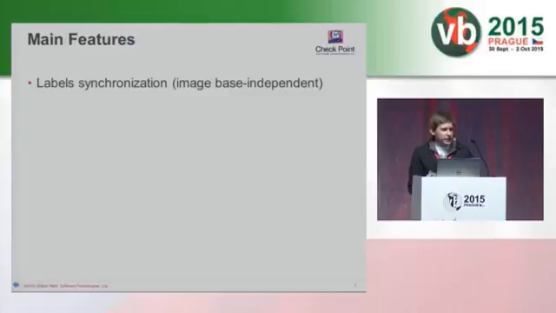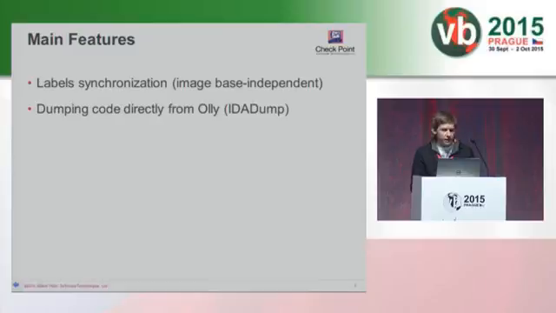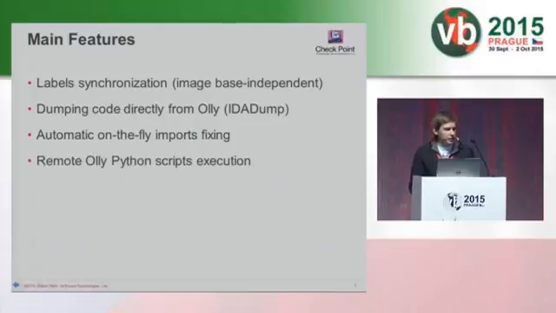So let's take a look at the main features of Labeless. They will all be discussed in more detail later. The first feature is label synchronization, and it's image-based independent. The second one is dumping code directly from Olly, and we call this feature IDA dump. Then automatic on-the-fly imports fixing while dumping. Remote Olly Python scripts execution, and IDA Olly scripting synergy.